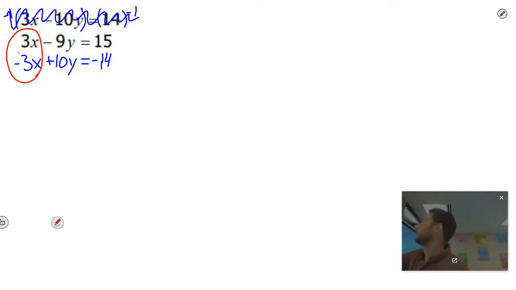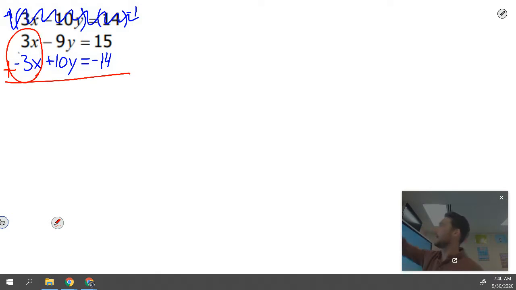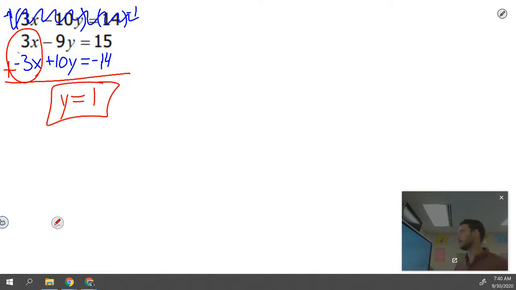I will add here. If you add 3x and -3x, it eliminates out, it's gone. 0, but we don't write 0. -9y plus 10y. Whoa, that's just one y, or remember y. Beautiful. And 15 minus 14, or plus -14, same thing, right, is 1. Whew, nice. That one's easier, right? We're already done. We didn't even have to do extra steps.